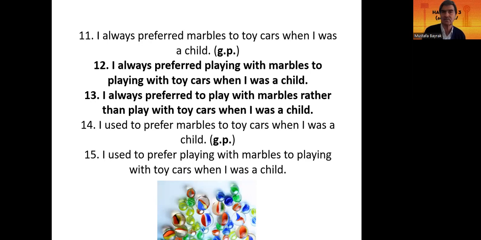Again, GP, general preference. I used to prefer marbles to toy cars when I was a child. I used to prefer playing with marbles to playing with toy cars when I was a child. I think it's clear.